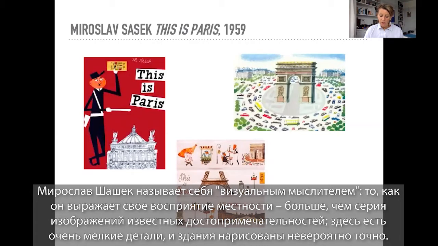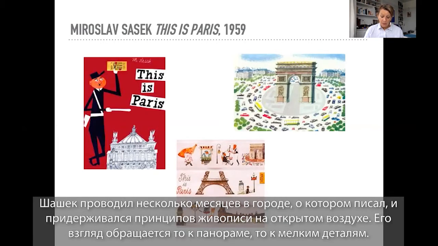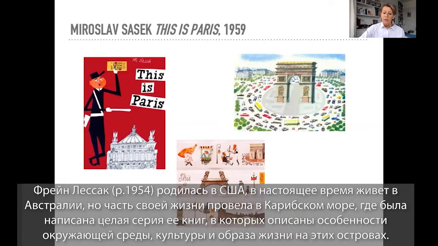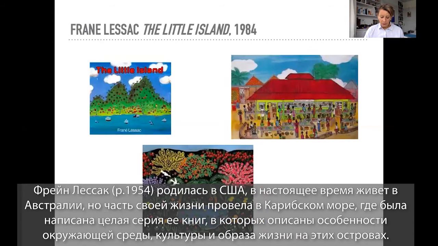It includes very fine detail, accurate representation of buildings. Sasek spent months living in the city he was writing about, and he kept close to the principles of outdoor painting. His views alternate the panoramic with closely observed detail, and they have a retro feel which has made them very popular now. Then moving on, Franny Lesak, who was born in America but currently lives in Australia.